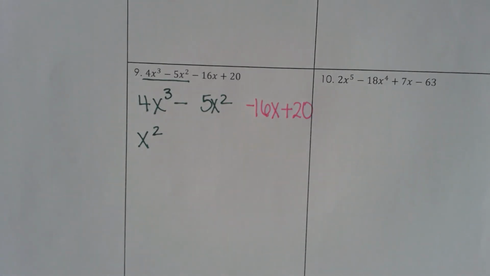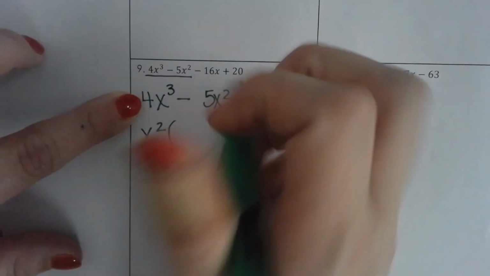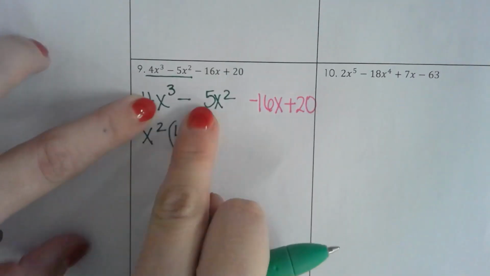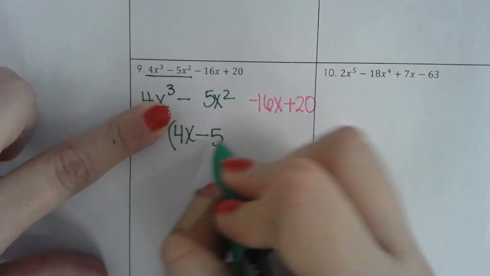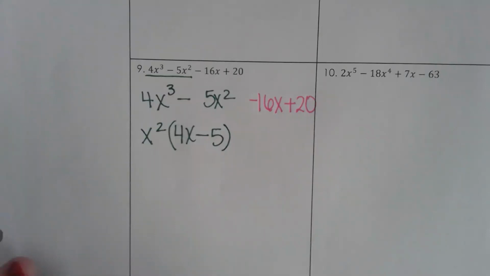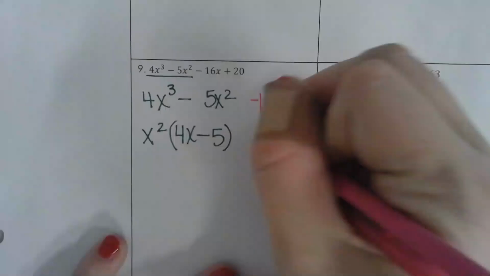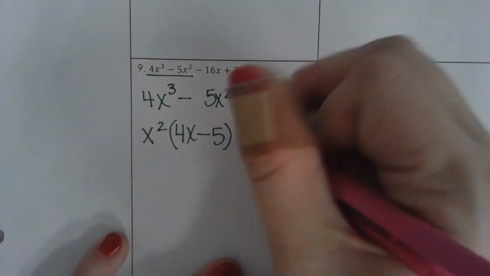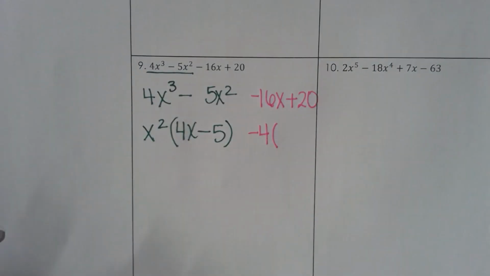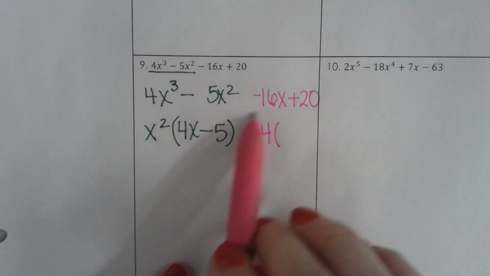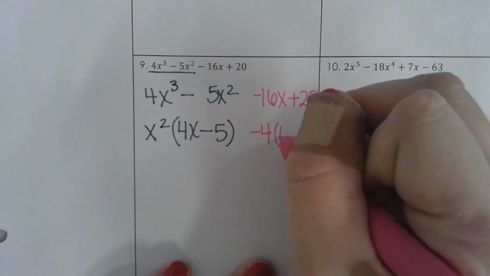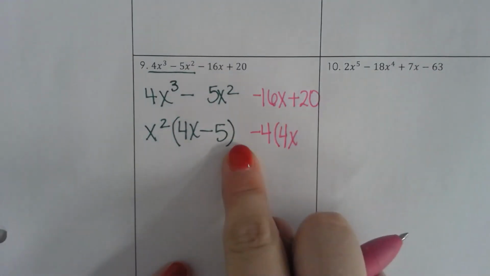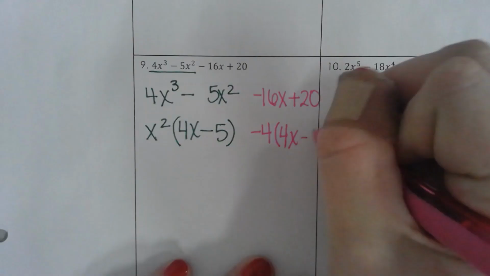And so when I take out an x squared, this one still has the 4 and it still has an x minus 5. Micah, what's the GCF of my second group? -4. Yep. So 16 and 20 are both divisible by 4, but because the first one's negative, we have to put a -4. Okay, and that's going to leave me -16 divided by -4 is 4x, and 20 divided by -4 is -5.